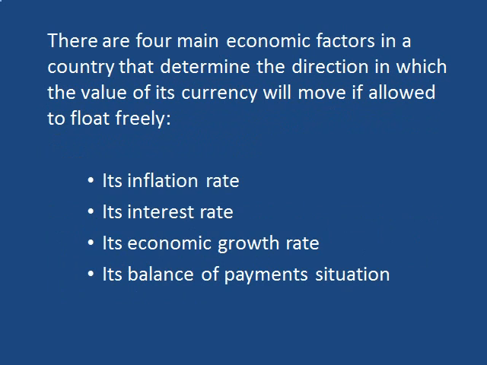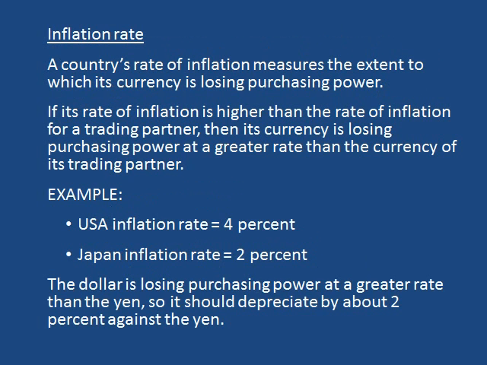There are four main economic factors in a country that determine the direction in which the value of its currency will move if allowed to float freely: its inflation rate, its interest rate, its economic growth rate, and its balance of payments situation. A country's rate of inflation measures the extent to which its currency is losing purchasing power. If its rate of inflation is higher than the rate of inflation for a trading partner, then its currency is losing purchasing power at a greater rate than the currency of its trading partner.